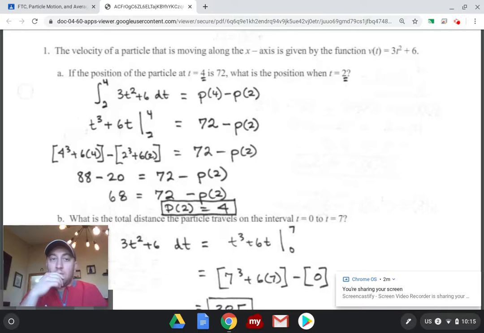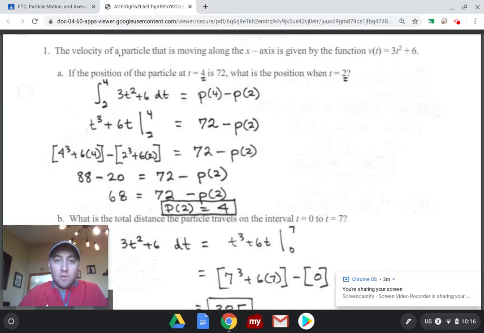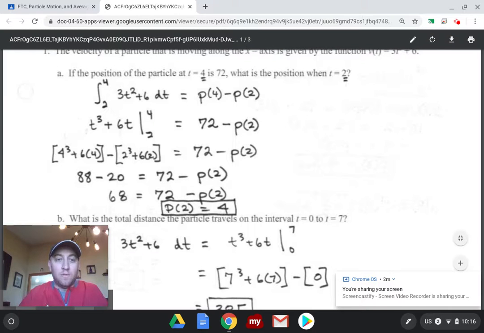Right here we have an equation that represents our velocity, which is 3t squared plus 6t. And they're talking about, hey, if the position of your particle at t equals 4 is this, then what is your position at t equals 2? So we're going to set up a definite integral problem where we're looking at the integral from 2 to 4 of our function, and that would be equal to, since this is velocity, the antiderivative of the velocity is the position, p of 4 minus p of 2.